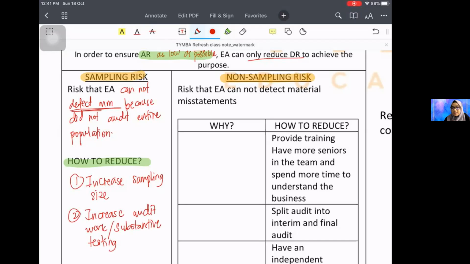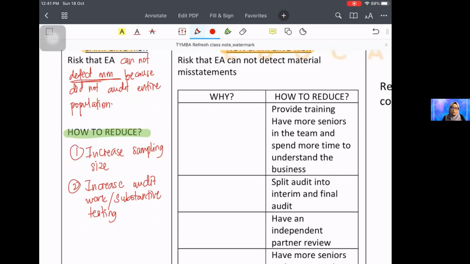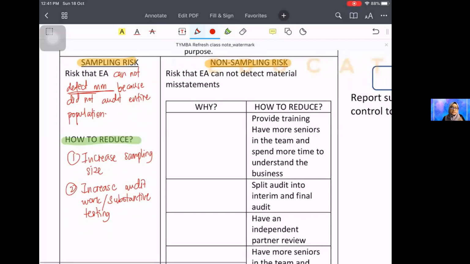We want to give reasonable assurance so that the financial statement is free from material misstatement due to fraud or error, in order to give true and fairness of the financial statement. So how we want to detect, how we want to ensure that the financial statement is free from material misstatement, we have to increase our sample size and also increase our substantive testing. Okay. So these are the two examples of how to reduce the sampling risk.